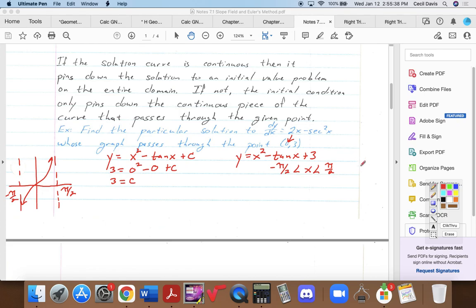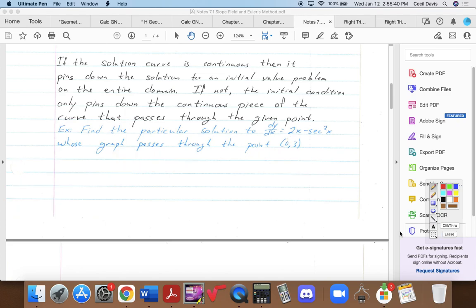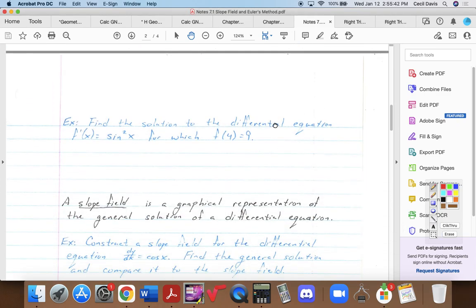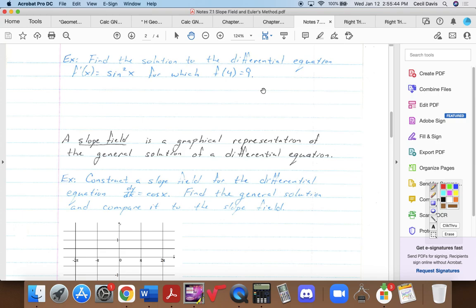All right, page 2. So occasionally you get one like this. Find the solution to the differential equation f prime of x is equal to sine squared of x, for which f of 4 is equal to 9. We have a problem here. The problem being, I don't know what the antiderivative of sine squared x is.